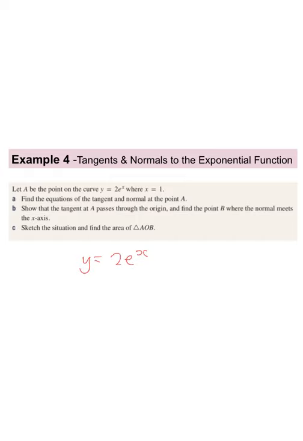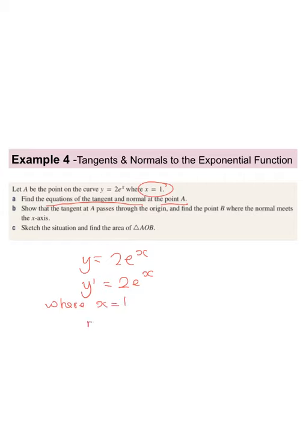So when we want to find the tangent or a normal to a curve, we need to differentiate. And our derivative of e to the x is just e to the x. So the derivative of 2e to the x will simply be 2 times our derivative of e to the x. And if we want to find the equation of the tangent at point A, and at point A, we know x equals 1.